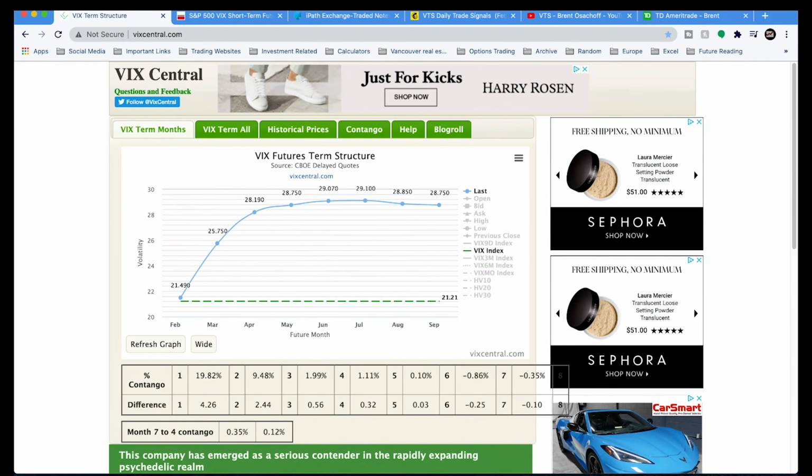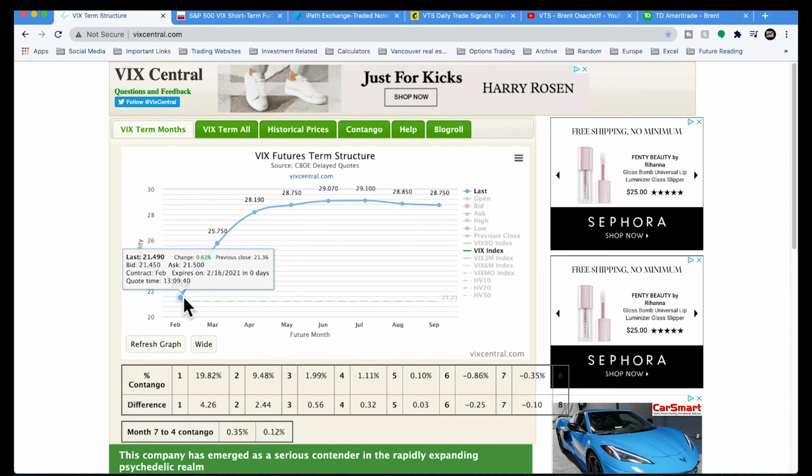But with 20% Contango, which almost never gets to these levels, people might be under the impression that this is one of the very best times in history to be short vol, right? And it's not entirely wrong. I mean, we do see Contango, but it is important to actually have the correct data. So that 20% is actually not exactly the right number that you want to be focusing on.